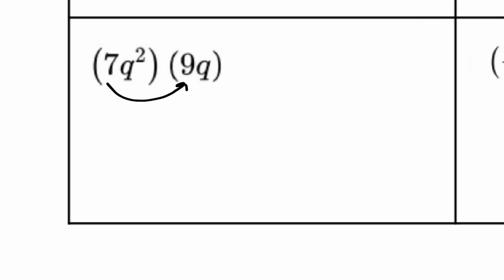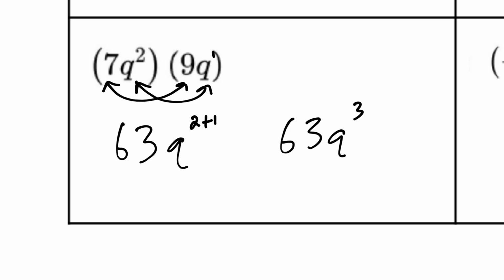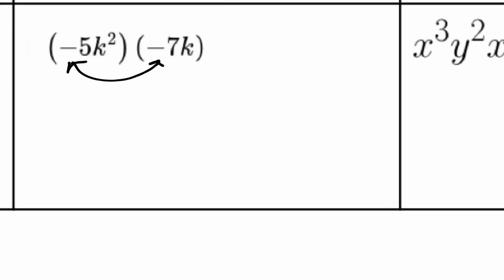Here we can multiply numbers. 9 times 7 is 63. And we can multiply q's. This is q to the 2 plus 1, or 63q to the third power. Now notice 9 and 7 don't have the same base, so it's not like we're adding exponents, we just multiply. A similar thing occurs here. Negative 5 times negative 7 is a positive 35. K to the third. 2 plus 1. How many k's? 2 from the left, 1 from the right, a total of 3.